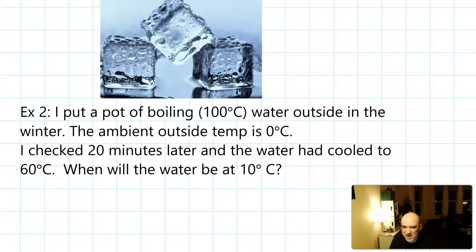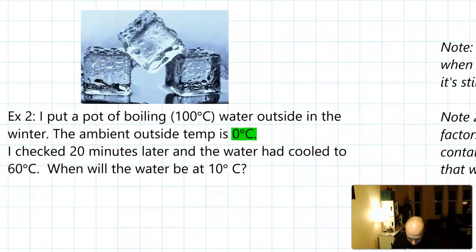Now it's time for a really cool problem. It's about water getting cold. So imagine that I put a pot of boiling water outside in the winter. Conveniently, the water was exactly 100 degrees Celsius when it was boiling, and the ambient outside temperature in the winter is, we'll say, exactly 0 degrees Celsius. So we're making some wild abstractions, and we're using Celsius because it makes all the numbers nicer today.